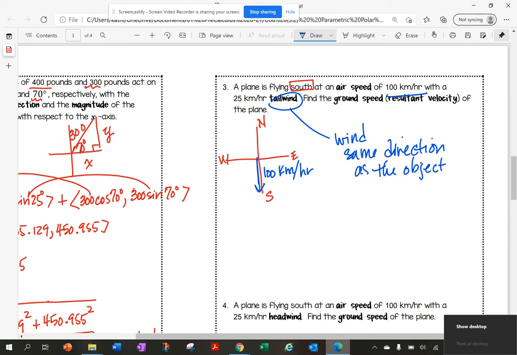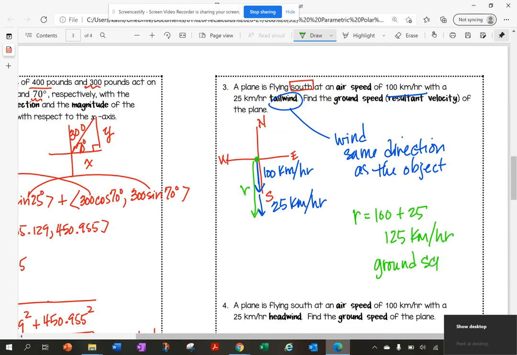Okay, so anytime I'm using the word tailwind, since I'm doing tip to tail, the tailwind is 25 kilometers per hour. My resultant vector is from the initial point to the last tip. So here's my resultant vector. Since they're both going south, this is going to be 100 plus 25, so it's 125 kilometers per hour. That is what we call the ground speed. So the resultant vector is called the ground speed.